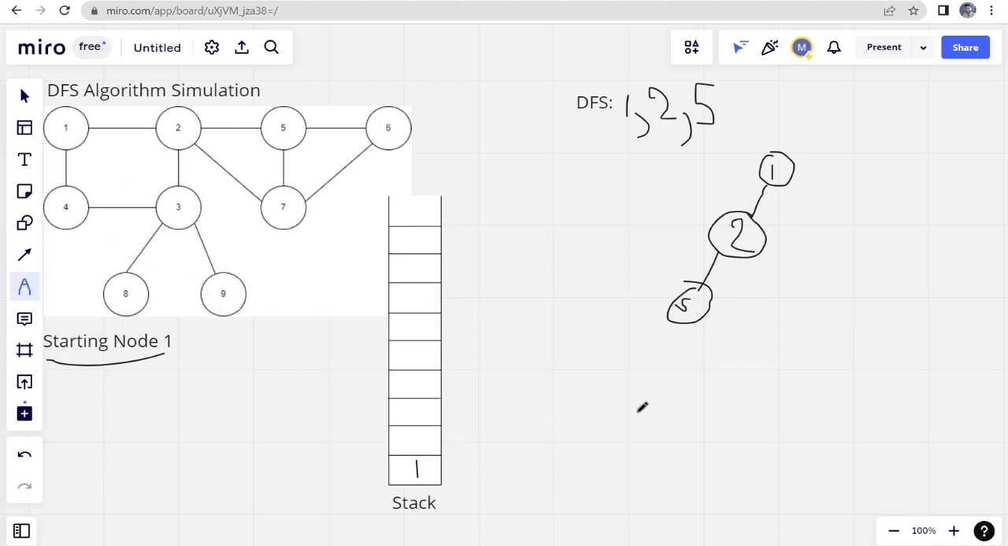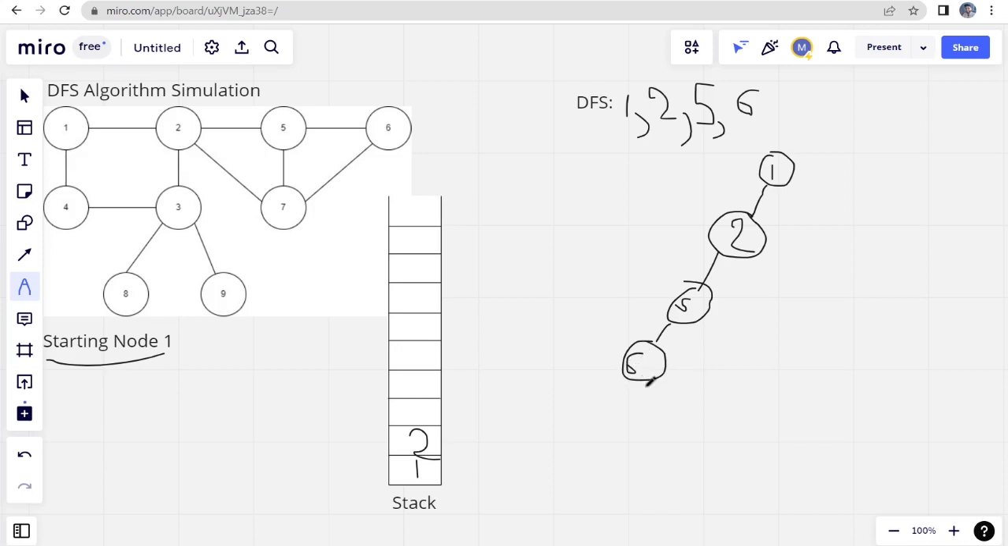So now we will see 5, but before seeing 5 we see that 5 came from 2, so 2 will be pushed in the stack. Next we will see 5. So from 5 which nodes we can go to? We can go to 6, 7. So let us go to node number 6. So node number 6, in the diagram as well we will draw node number 6.